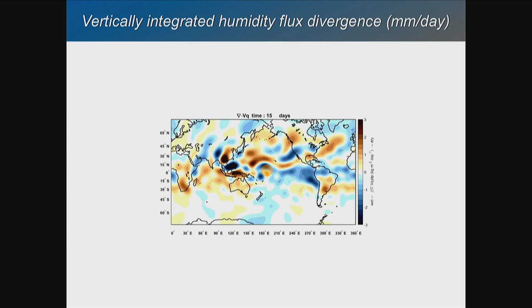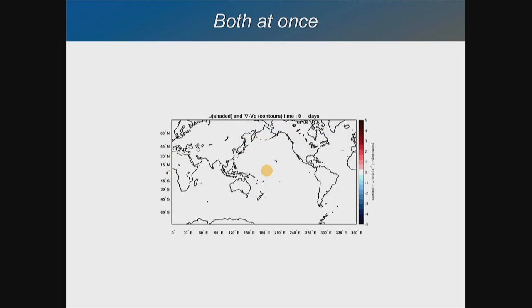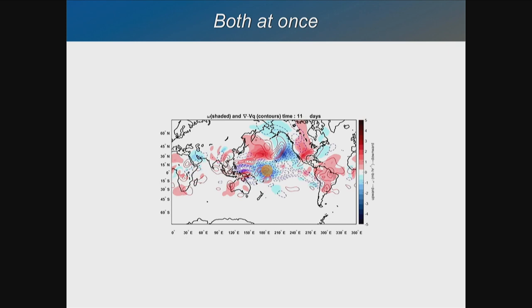You can look at the two of them together. Contours are humidity flux convergence and shading is omega. Where you see these two diagnostics agreeing, that's the strongest clue for some information about rainfall, even though it's just a dynamical model and there's no rainfall scheme in this model.